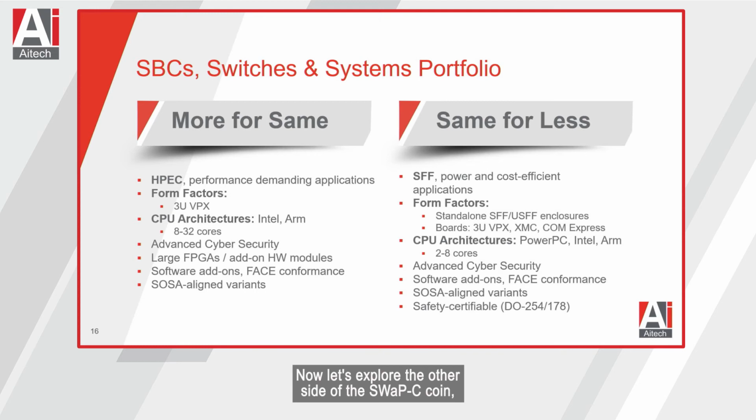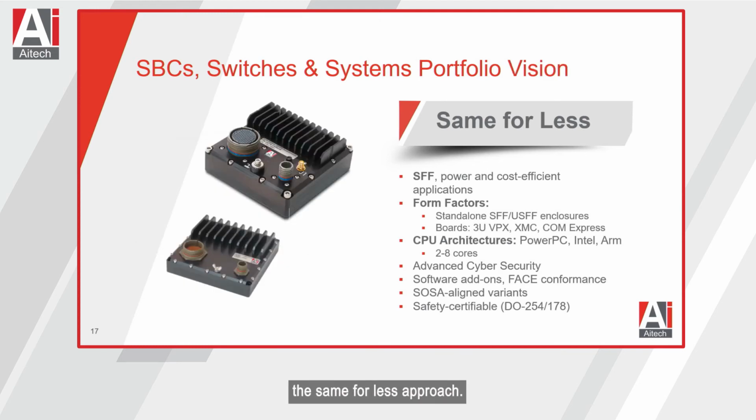Now, let's explore the other side of the SWaP-C coin, the same for less approach. Here, as you can see, the main focus is on minimizing the form factor and power consumption and not on performance or integration of multiple functions, although some minimal degree of performance and capacity is still required. And CPU vendors like Intel are able to significantly increase computing performance and add more functionality within the same power envelope, as you will see on the next slide.